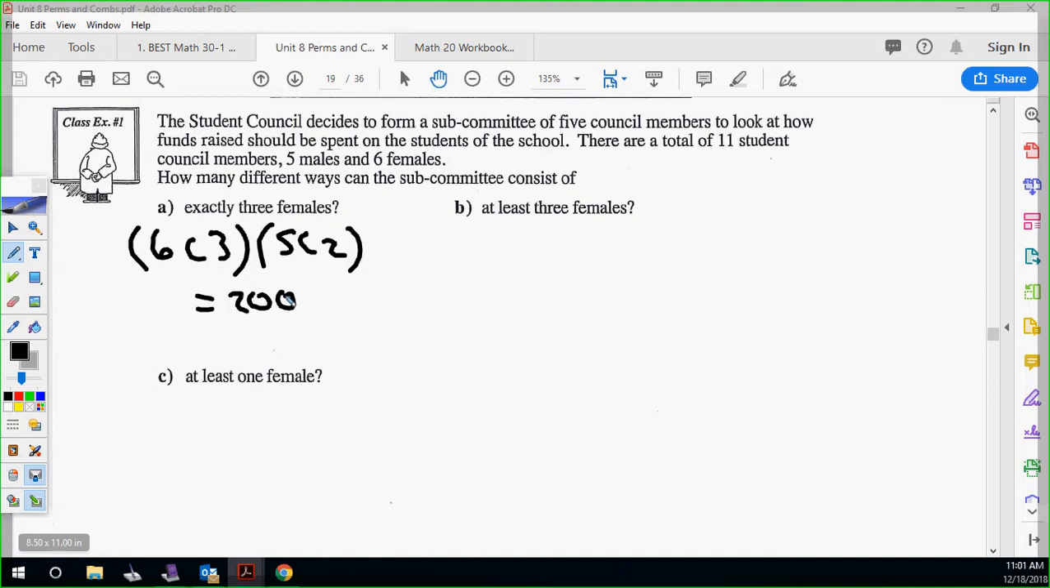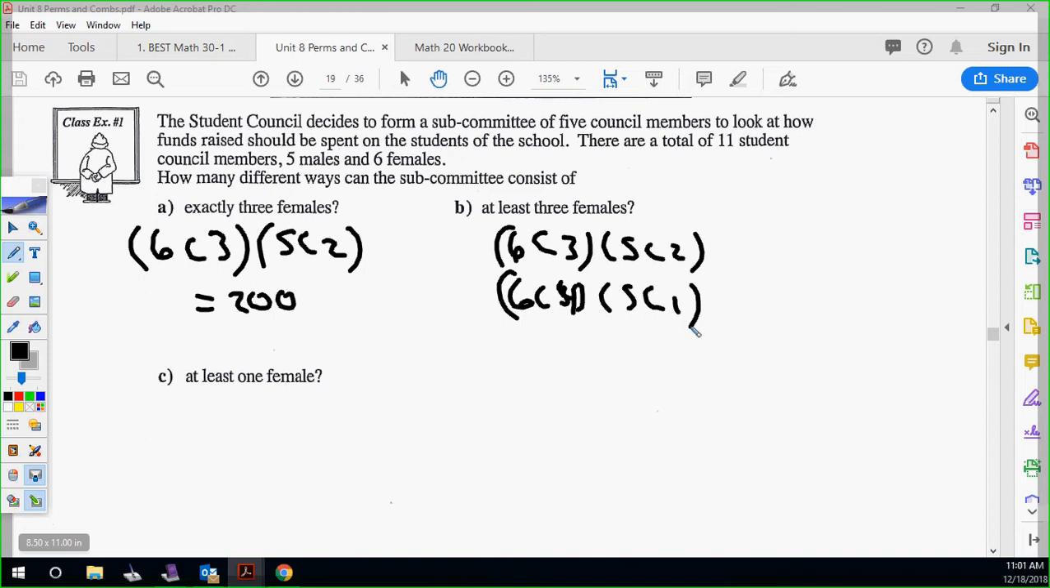Now this is the new stuff for this lesson. At least 3 females. So now we have to do 6C3, 5C2, 6C4, 5C1, and then 6 choose 5. These are all the ways that you can choose at least 3 females. Yeah, it's a 4. Yep. Sorry, I'll rewrite it here, I wrote a 5. Yep, and then we'll add these totals.